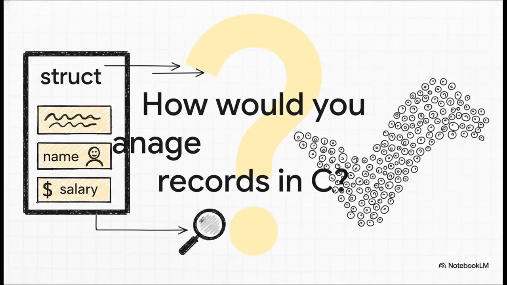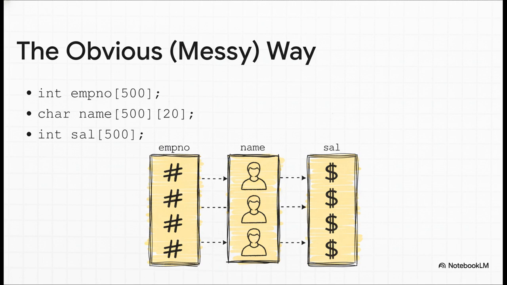So imagine this. You're given a task. You've got 500 employees. For every single one, you need to keep track of their employee number, their name, and their salary. How would you even structure that in your code? Now, the first thing that comes to mind, and hey, it's how a lot of us would start out, is to just create separate arrays for everything. One giant array for all the employee numbers, another one for all the names, and a third for all the salaries. Seems logical at first glance, right?